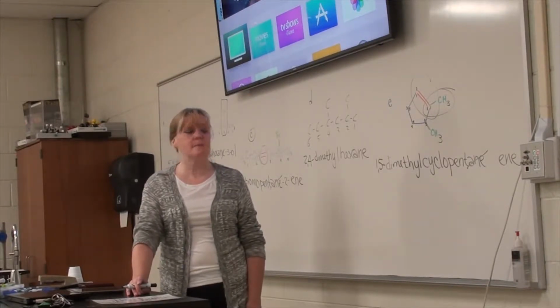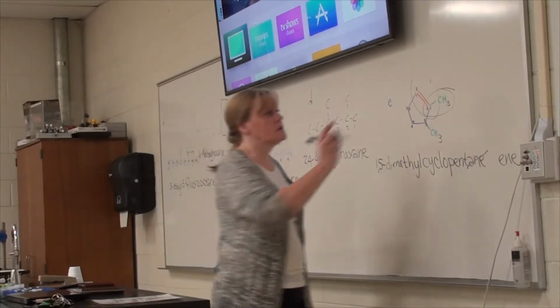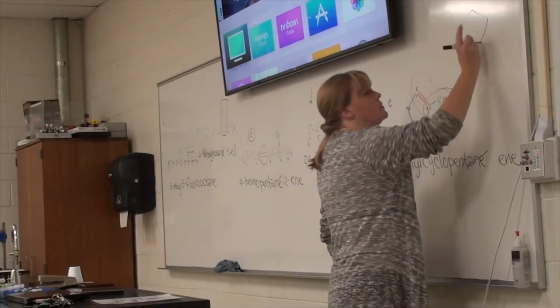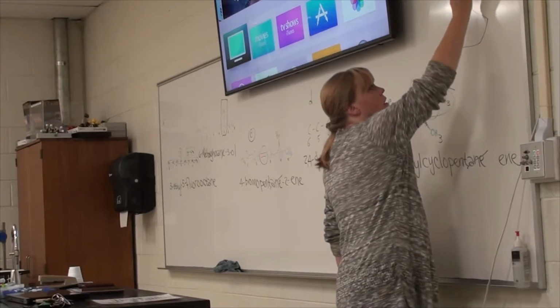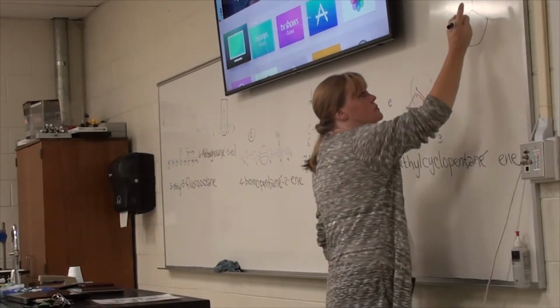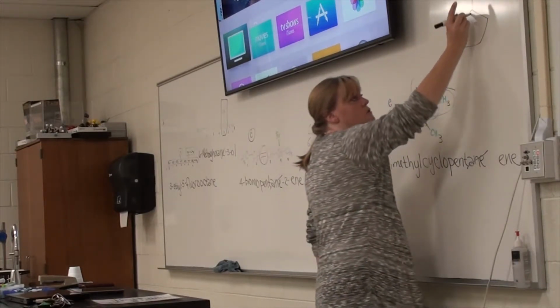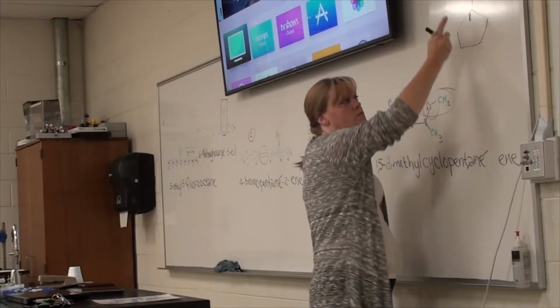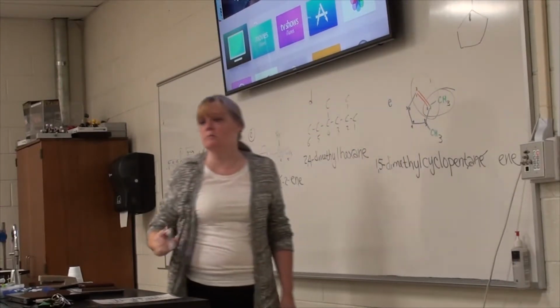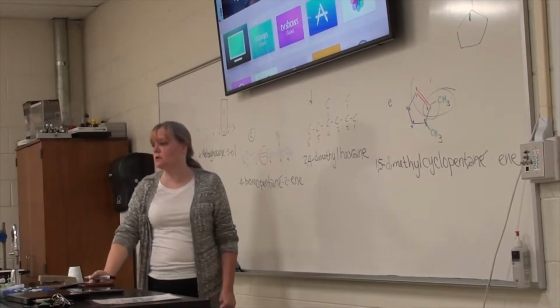Or if you had a cyclic parent hydrocarbon and you have a different kind of functional group like an alcohol or an amine, that has to be 1. And then you could number each direction from there. But that has to be number 1 because you're giving it the lowest number possible.